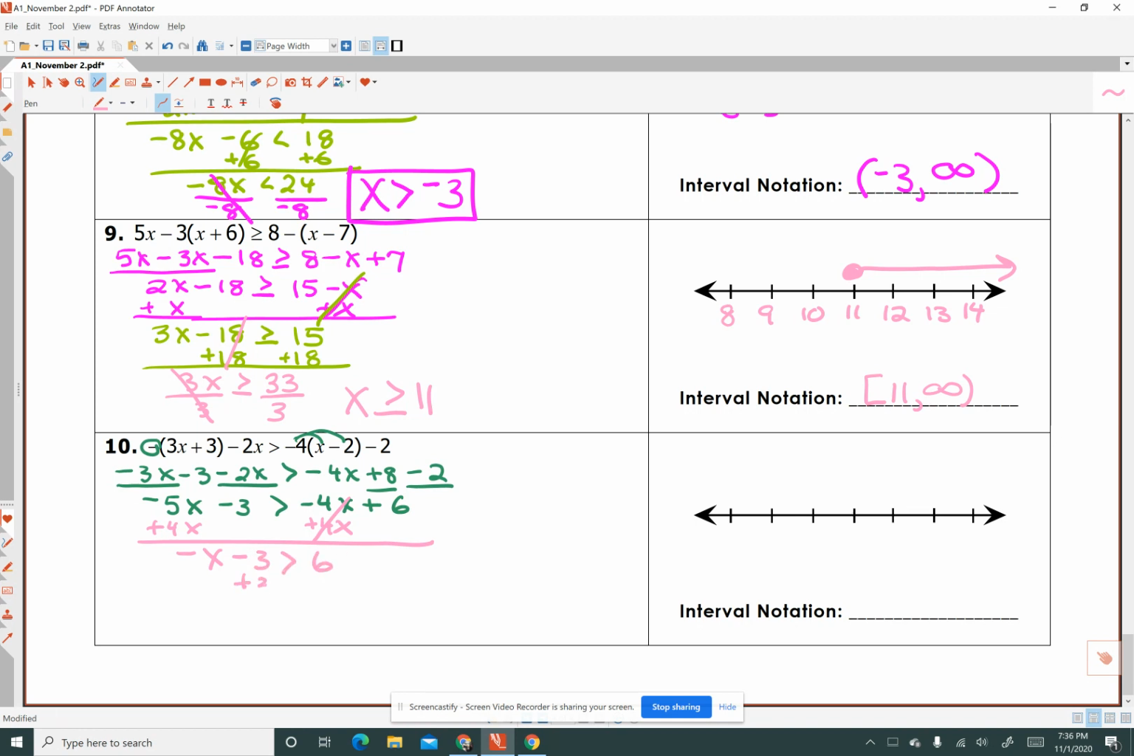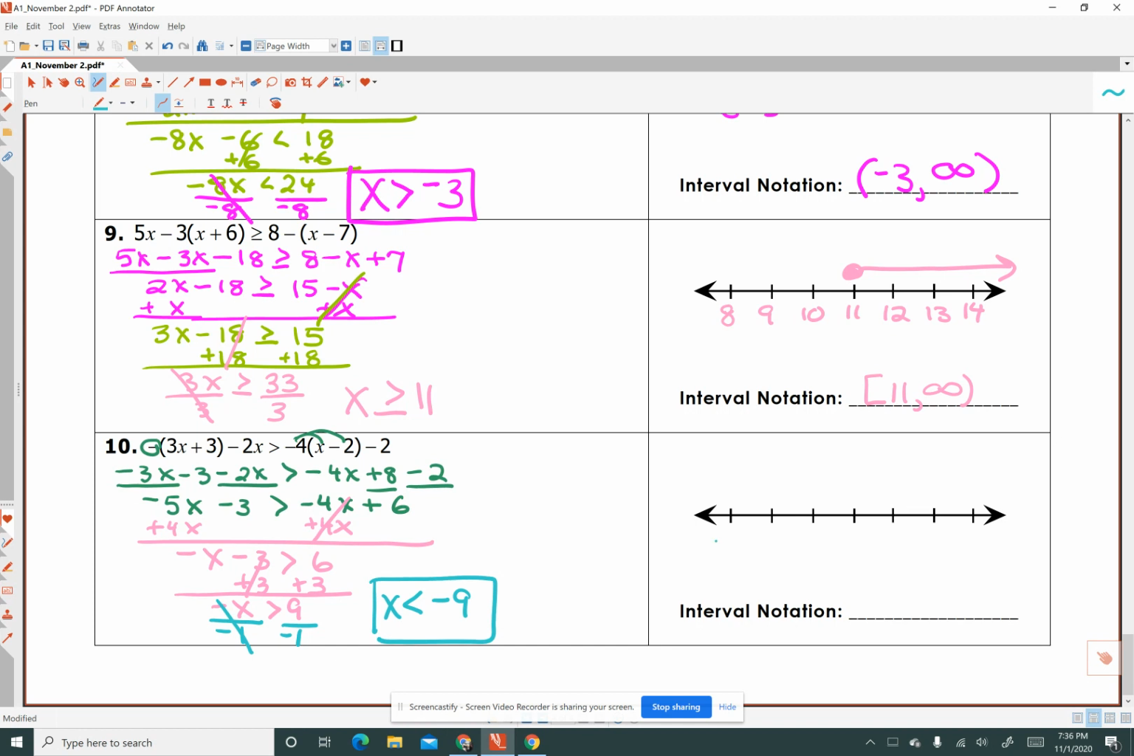Let's add 3 to both sides. Negative, be careful, x is greater than 9. But remember, we are now in a position where we're forced to divide by -1 so that we can isolate x. And now x, we flip, is less than -9 because 9 divided by -1 is -9.